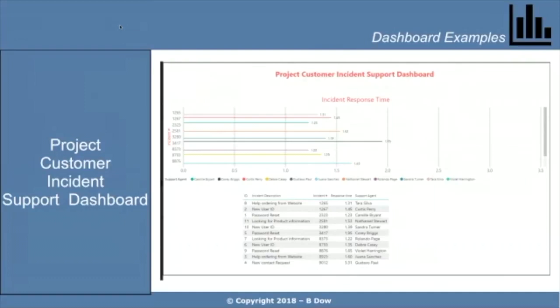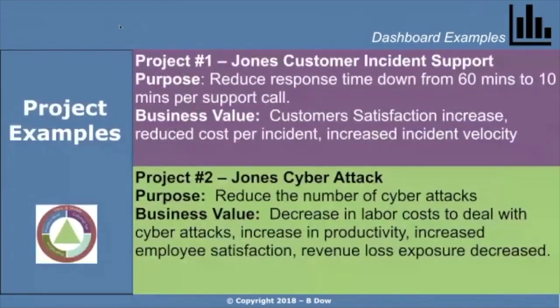So I got a couple projects. The first project is a Jones Incident Support Project. The purpose of this project is to reduce response time from 60 minutes to 10. But what's the business value? Why are we doing this? We're going to increase our customer satisfaction, reduce our cost per incident, and increase our incident velocity. So, a valid project, one that we've seen before in multiple companies.